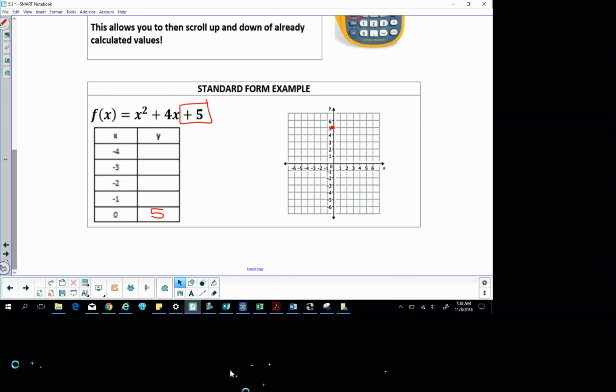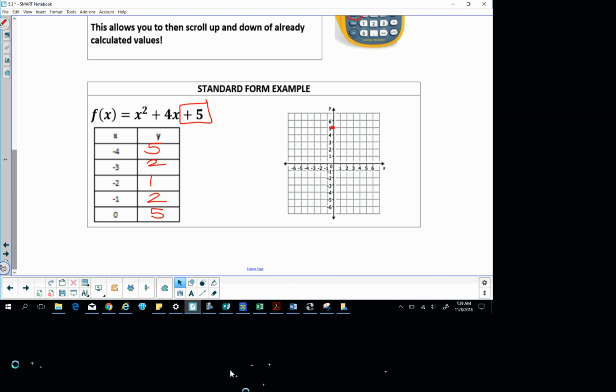So now let's scroll until we see -4. At -4, what is the y coordinate on your calculator? 5. At -3, 2. At -2... At -1, 2. Perfect. Does that make sense?